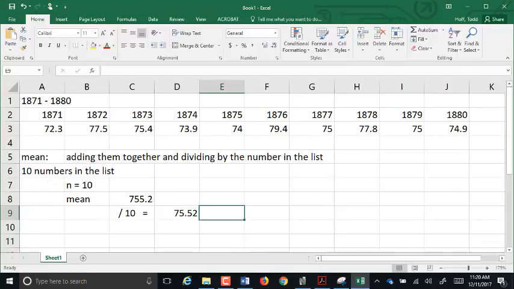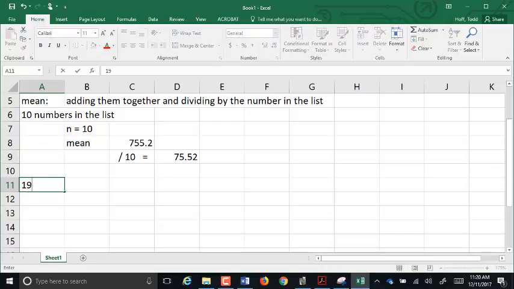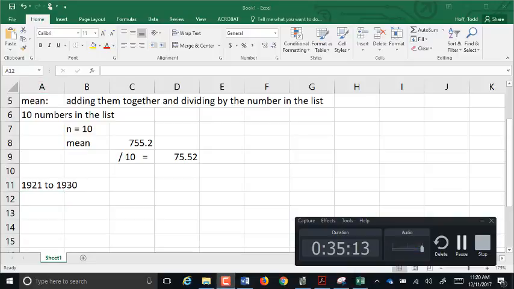Now the median is a little bit trickier. We'll talk about the median in just a second. What I want you guys to do for 1921 through 1930, I want you to go ahead and find the mean there. So take those 10 numbers, add them together, and divide by 10 to find that mean. And we'll talk about that in just a second.